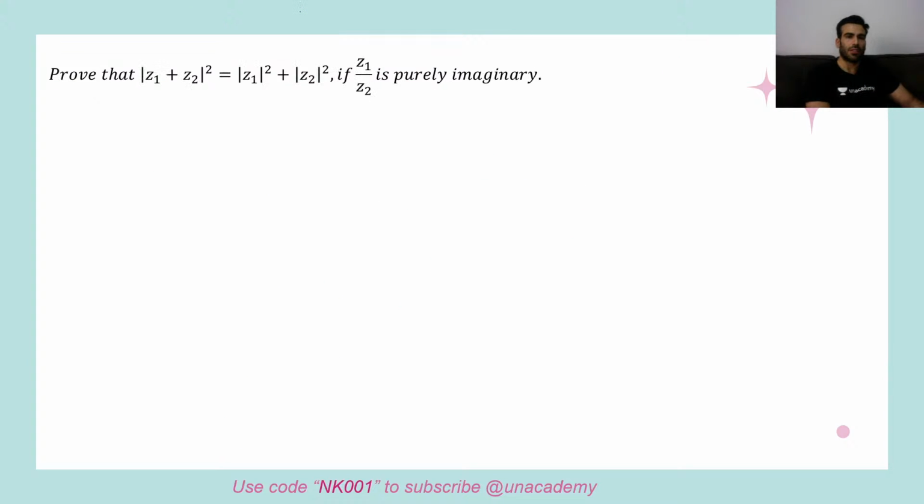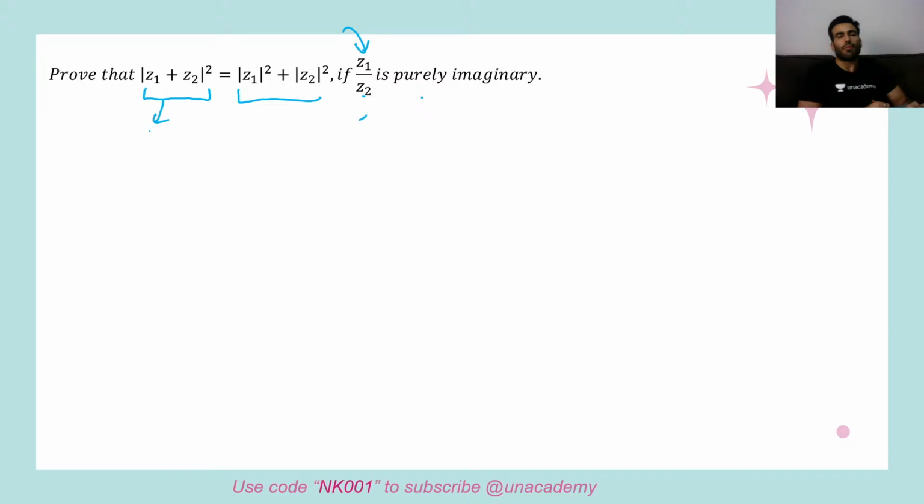Let's move to another question. Okay, again, this is a very easy question. What is it? If mod of z1 plus z2, whole square, is equal to this, then prove z1 by z2 is purely imaginary. Okay. So let's start from the left hand side.